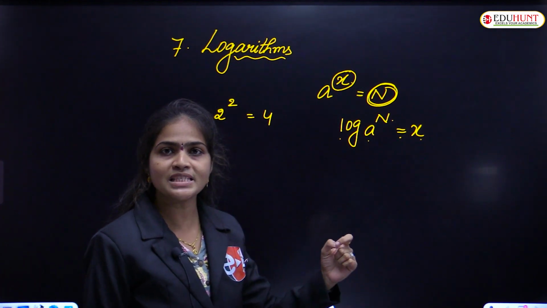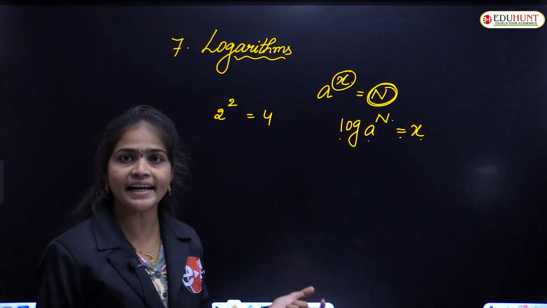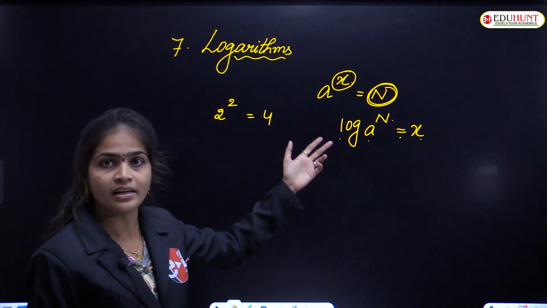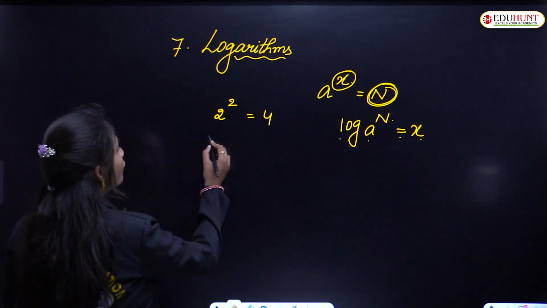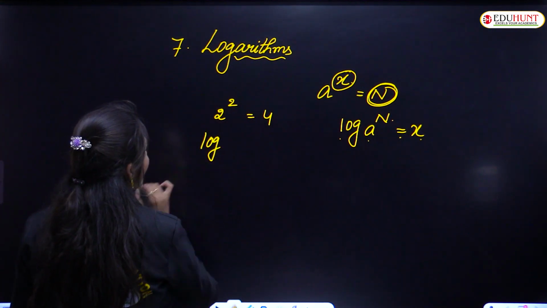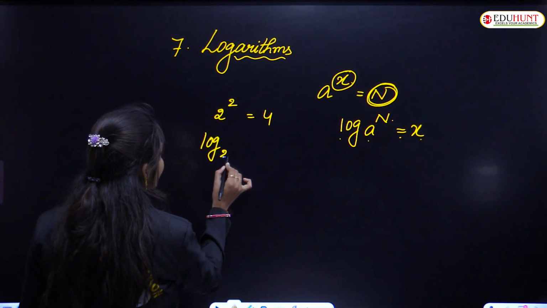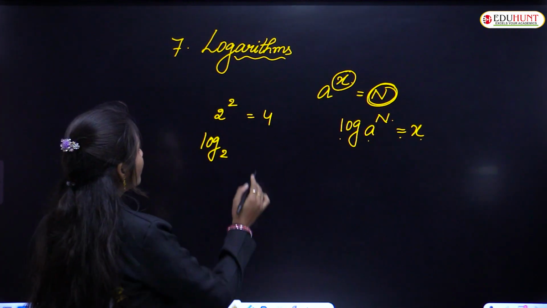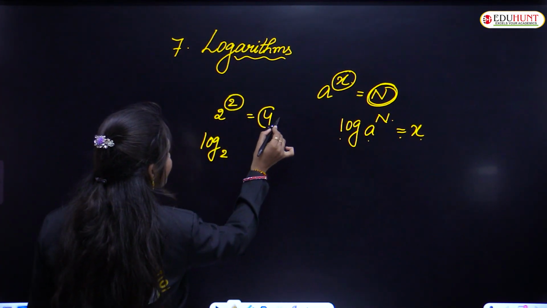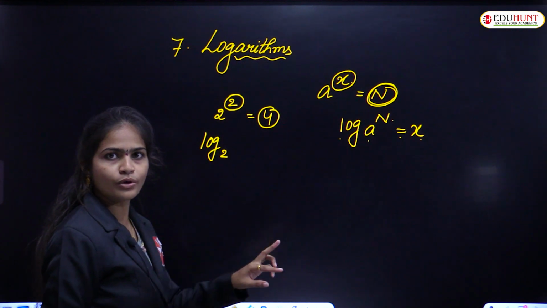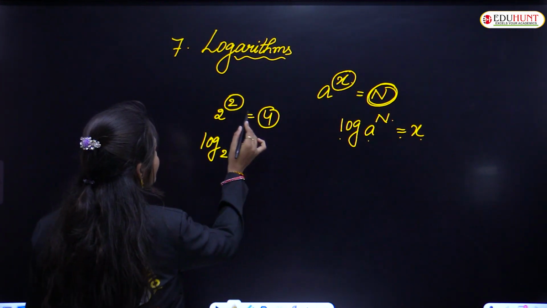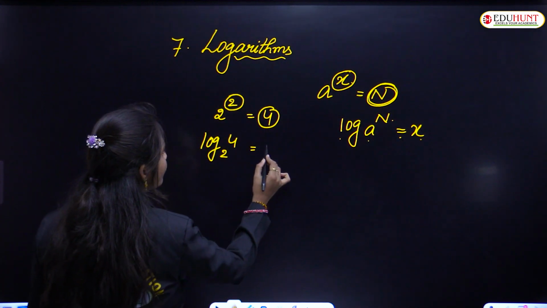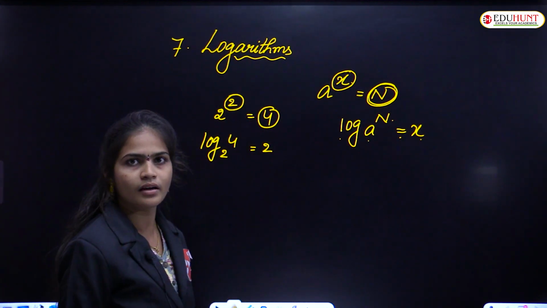2 square means 2 multiplied by itself 2 times, so its value is equal to 4, we know that. By applying the log, how will it change? We just have to change the places of 2 and 4. At the place of 2 we write 4, and at the place of 4 we write 2. Understood?